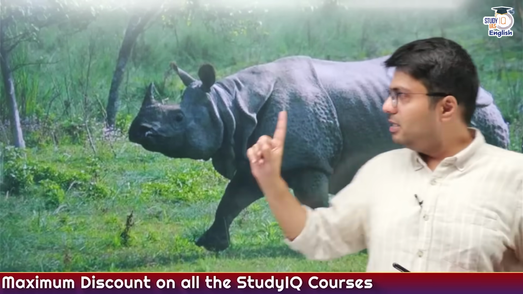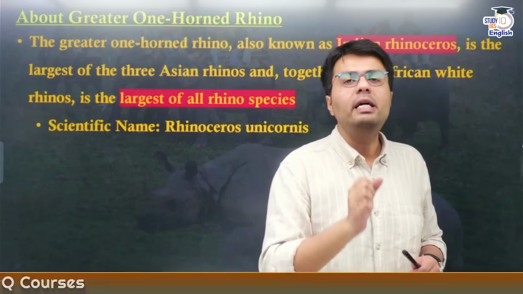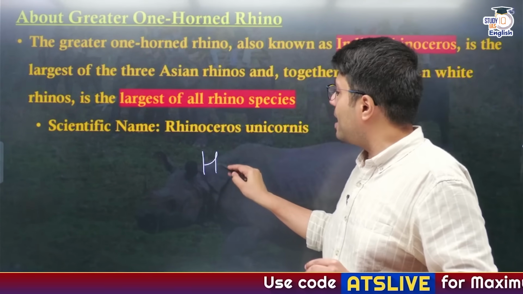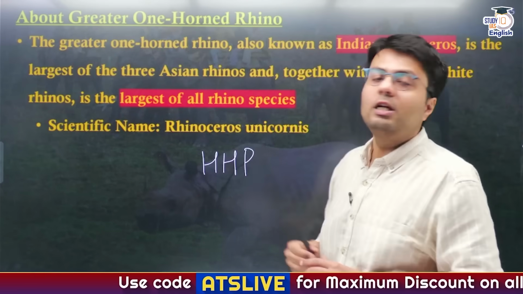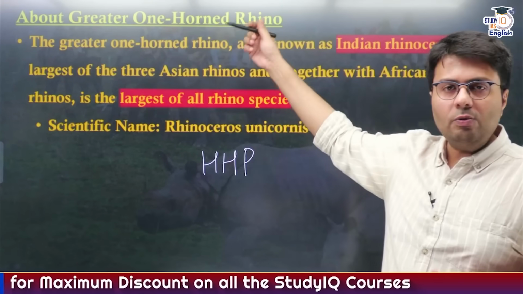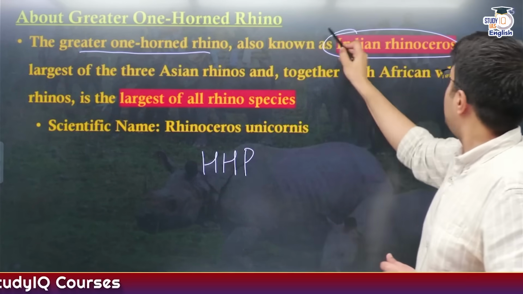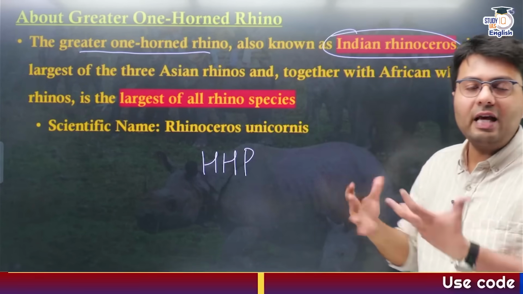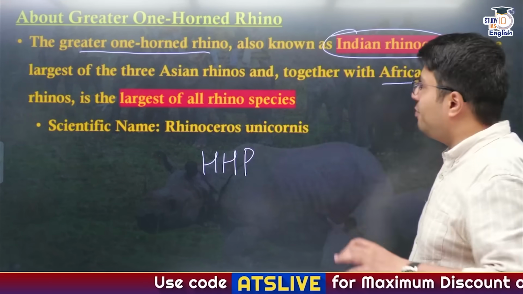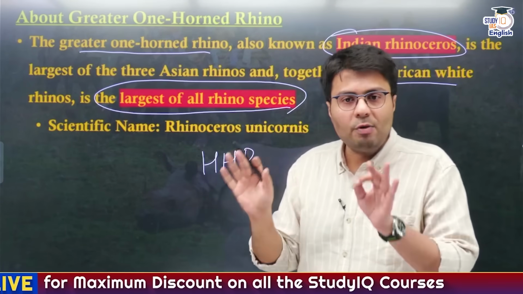Now, this is the species I was talking about, the greater one-horned rhinoceros. Let us understand a few more details about this species, and we'll divide our discussion on the one-horned rhinoceros on three parameters: habitats, habits, as well as protection status, like we do with all species. The one-horned rhinoceros is officially known as the greater one-horned rhinoceros, popularly called the Indian rhinoceros, and it is the largest of the three species of Asian rhinos. Together with the African white rhino, it is the largest of all rhino species anywhere in the world.